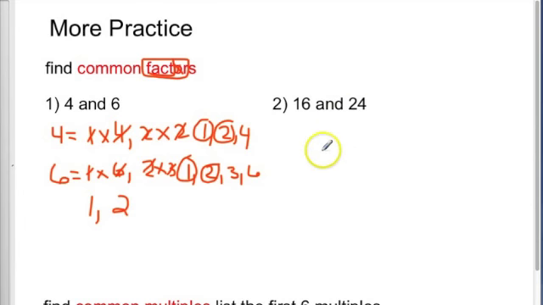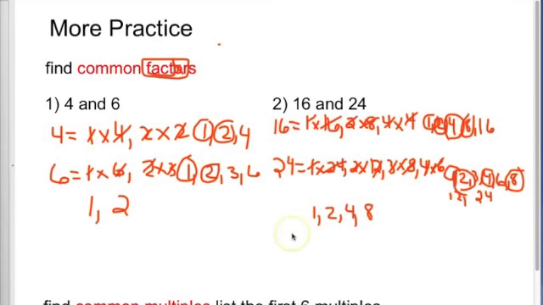Now, 16 and 24. It's your turn. You try. Go ahead and pause the video. You should have something that looks like this. Hopefully a little neater than my work though. Did you get them all? Did you get all the factors for 16 and 24? To come up with the common factors of 1, 2, 4, and 8?